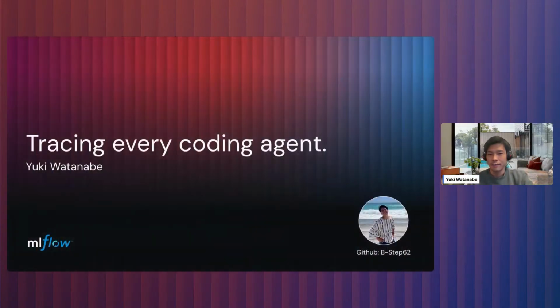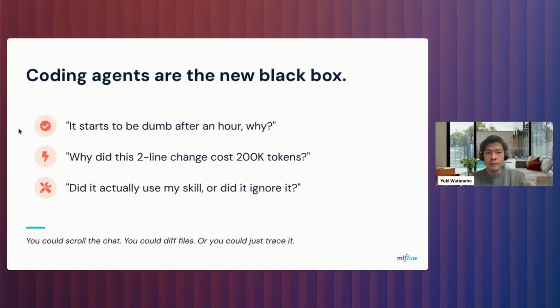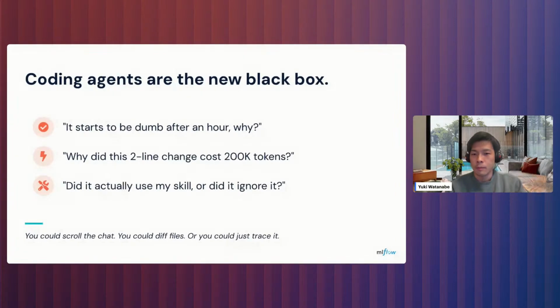Understood. Okay. So today I'm going to talk about tracing for coding agents. I know everyone loves coding agents. I love them and use them heavily in day-to-day work. But sometimes it feels like a coding agent is a black box, right? We chat within the terminal and ask it to do a lot of tasks and coding, but sometimes it starts to get dumb after an hour of talking with it. It starts to do compaction, and after the compaction, everything becomes different.